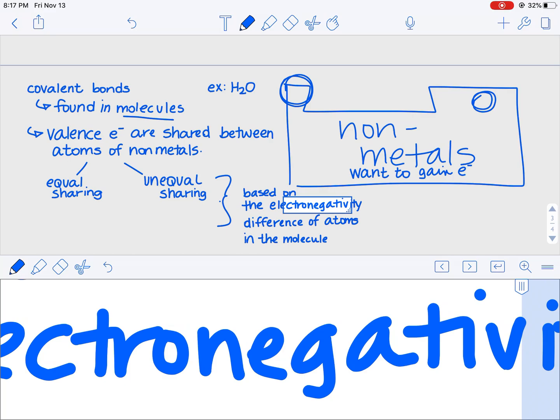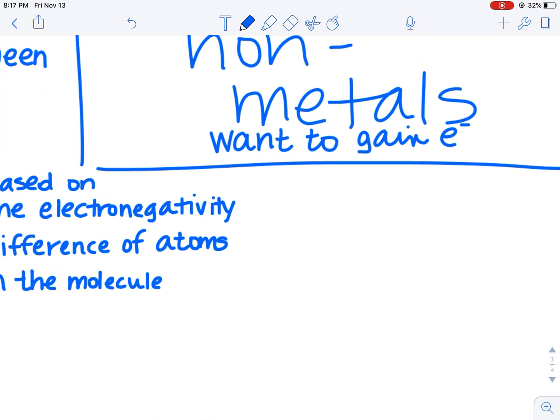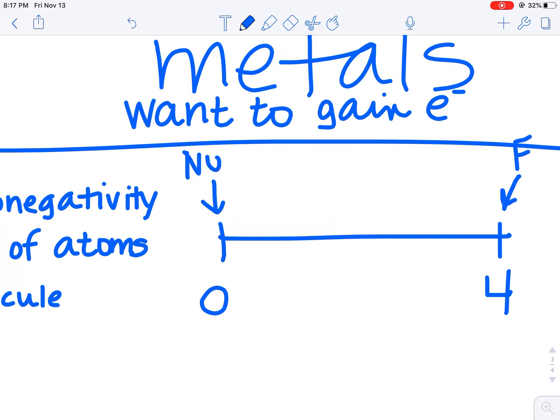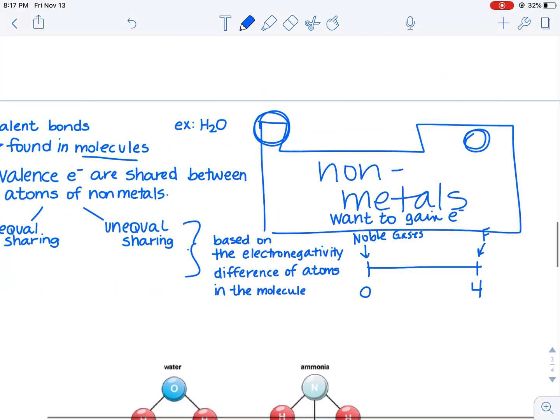Electronegativity, a friendly reminder, is an arbitrary scale that chemists came up with. It's a number line that goes from 0 to 4. Fluorine is the highest with a value of 4. And our noble gases have a value of 0 because remember, they already have a full shell. So they have 0 ability to gain an electron because there's no place for it to go. Its valence shell is already filled.